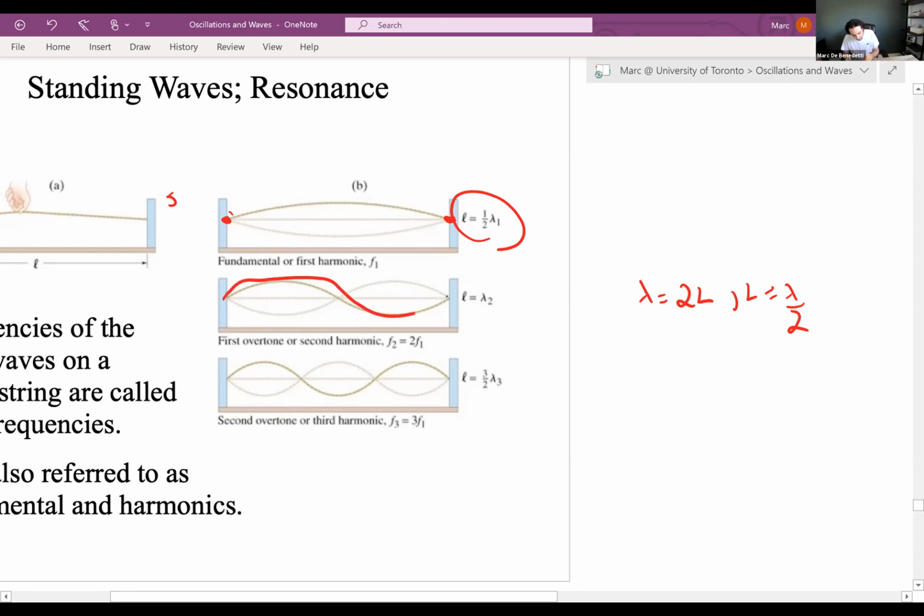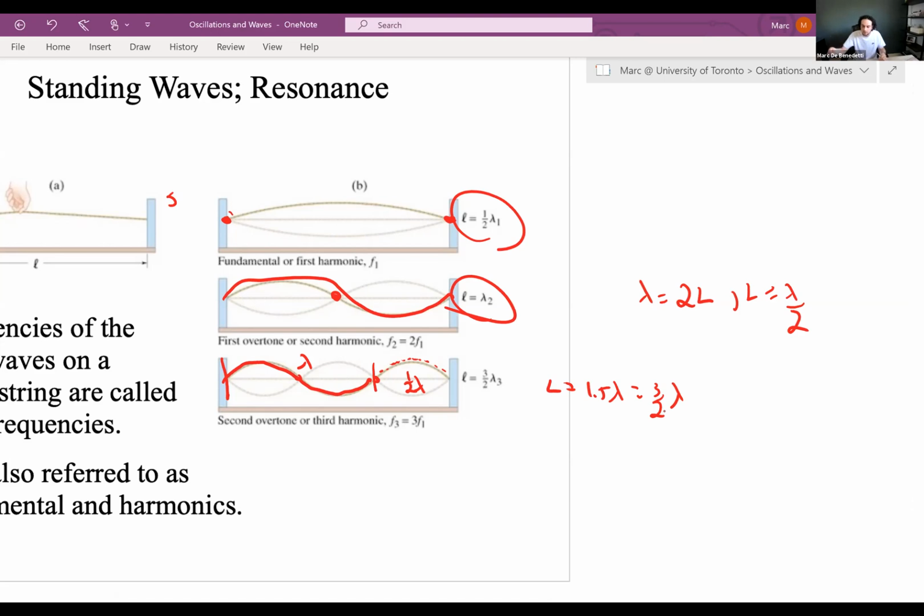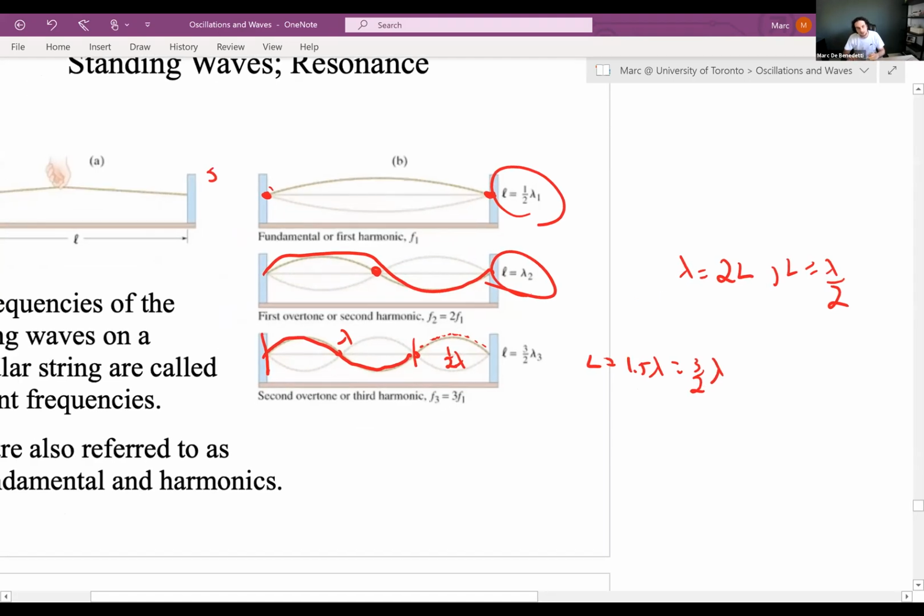Similarly, here, if you have 1 node in the middle, what's the wavelength of the wave compared to the length of the string? They're equal to each other. If you have 3 nodes, here is lambda. So this extra bit is half a lambda. So here, the length of your string is actually 1.5 lambda, or 3 over 2 lambda. That's the premise of standing waves. Everything is encompassed in that exact idea: counting how many nodes, comparing the wavelength of the wave to the length of the string.